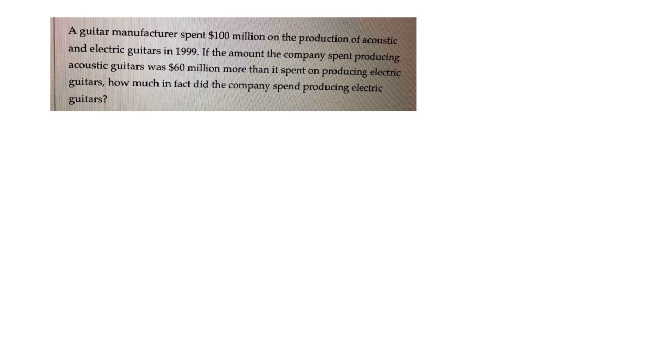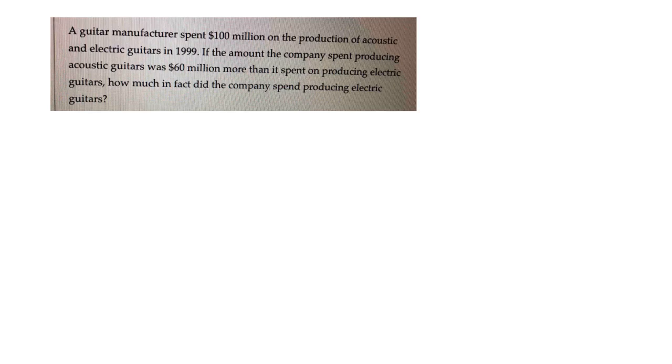Here's a couple of questions with linear equations. A guitar manufacturer spends $100 million on the production of acoustic guitars. If the amount the company spent producing acoustic guitars was $60 million more than it spent on producing electric guitars, how much in fact did the company spend producing electric guitars?